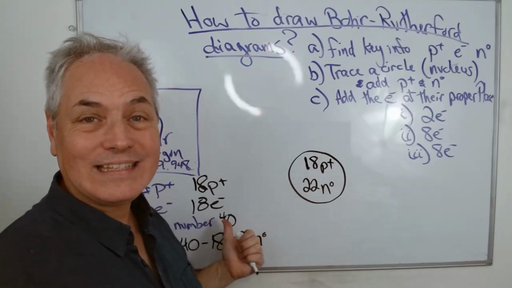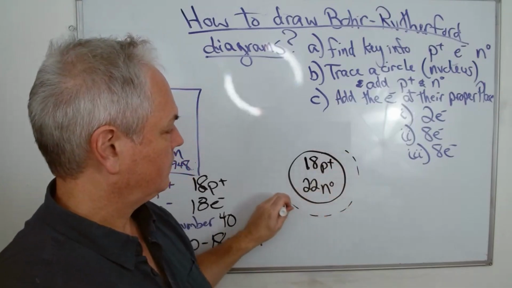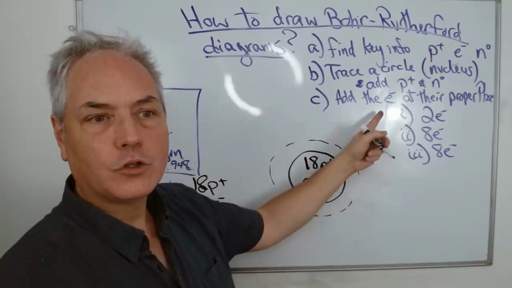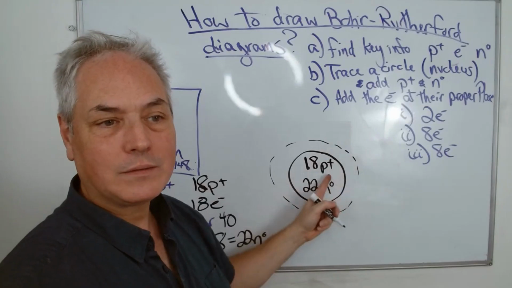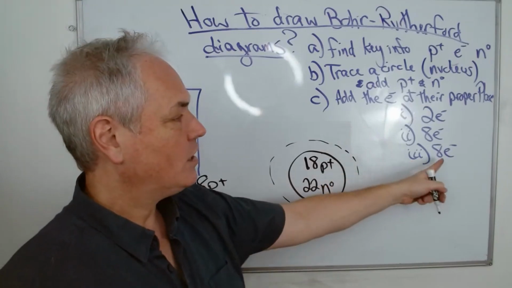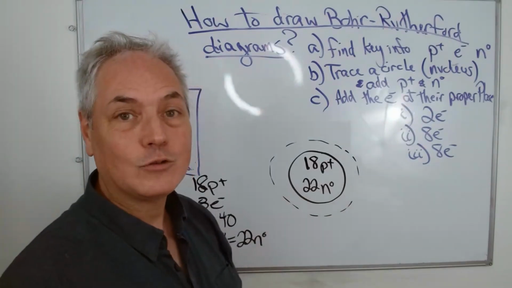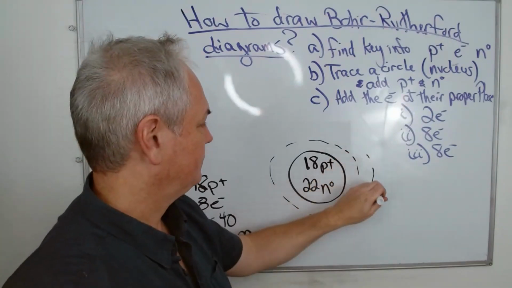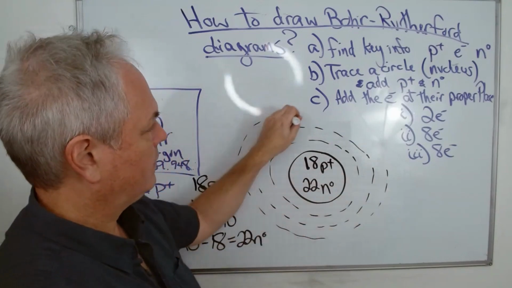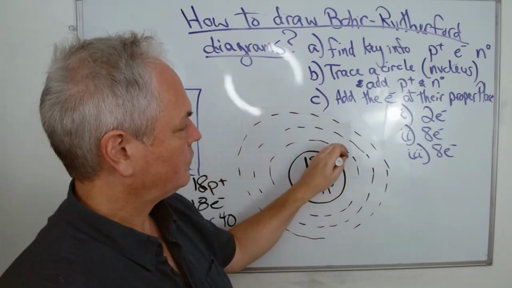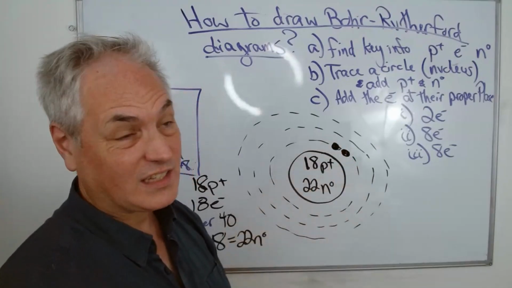Now we have 18 electrons that we need to place. So let's see what we've got. We're going to put 2 electrons on the first level, 8 on the second, and guess what? Since we have 18 electrons, we're going to have a full shell of electrons. So let's see if I can do that for you. Second and third. So let's put little circles like this. I think that'll be fun.